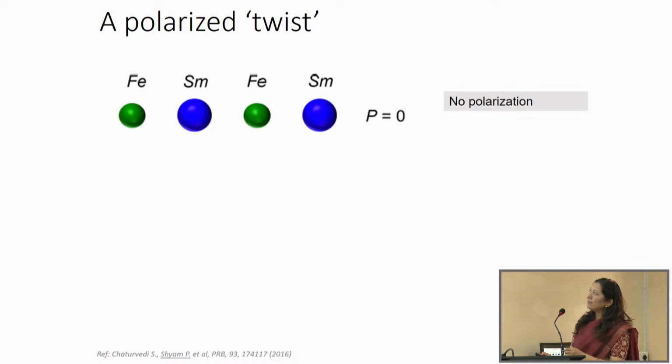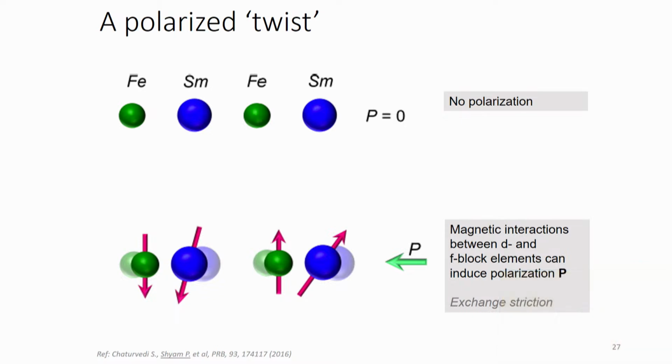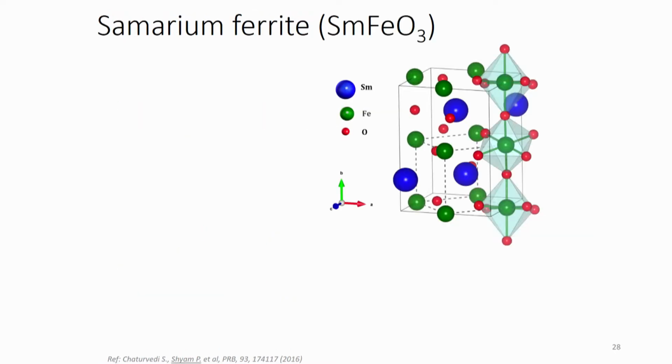Here we have worked on samarium orthoferrite, SmFeO3. We picked samarium and investigated it, and finally we found that there is a twist in polarization. I named it that to make it interesting. There is no twist; we just found that there is exchange striction, a magnetic interaction between D and F block elements, and it induces the polarization in samarium orthoferrite, and we investigated further.